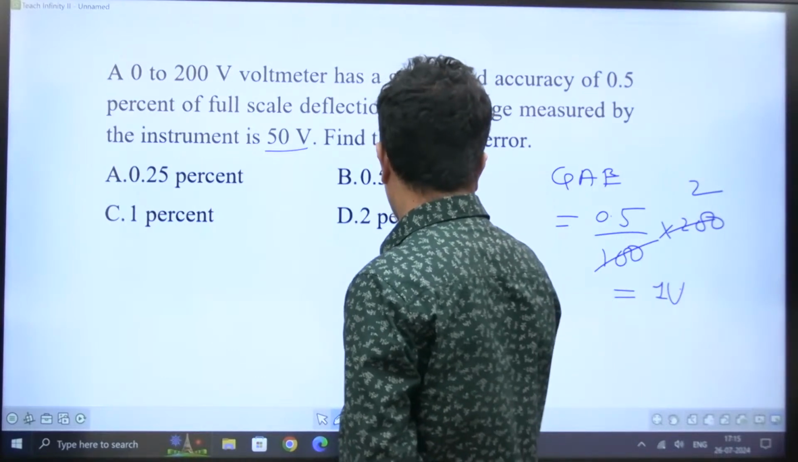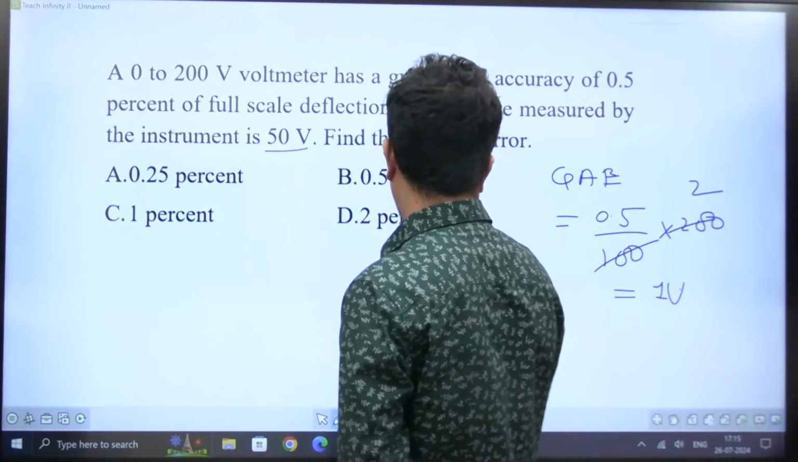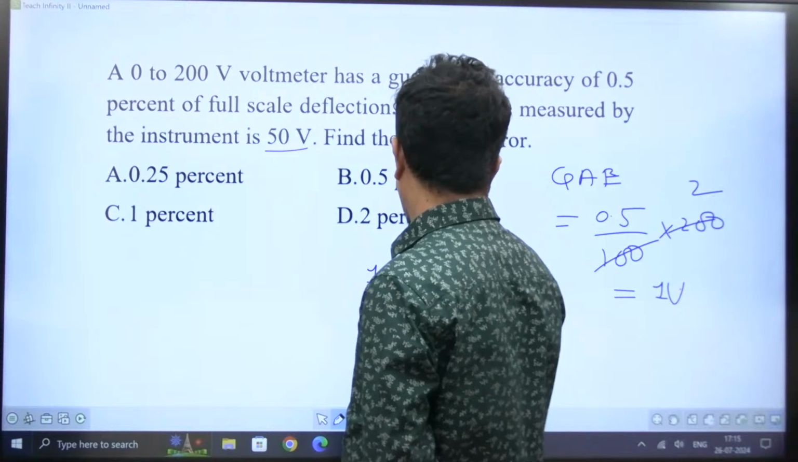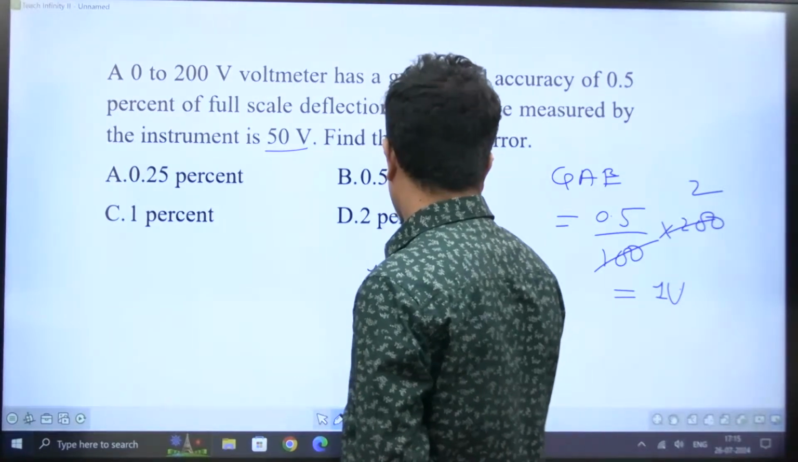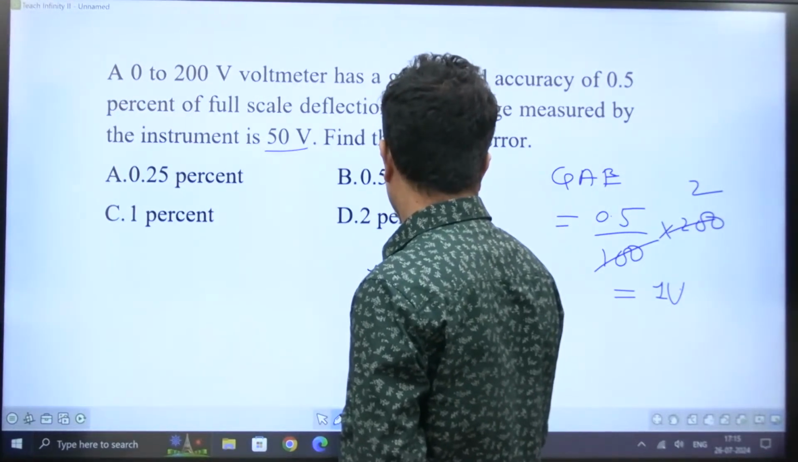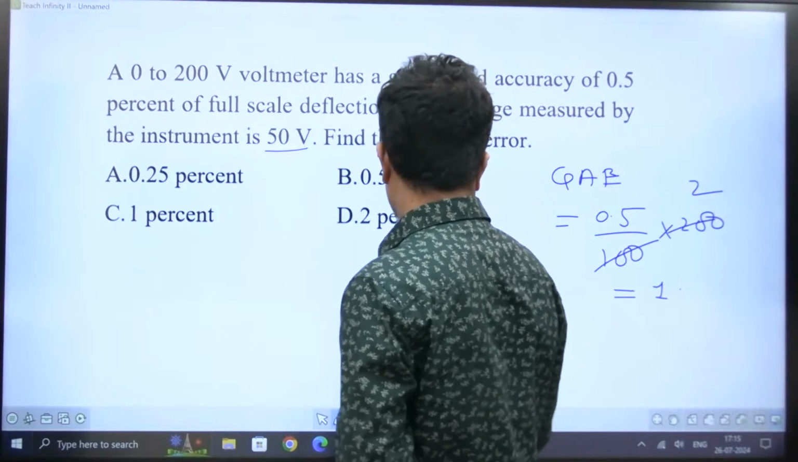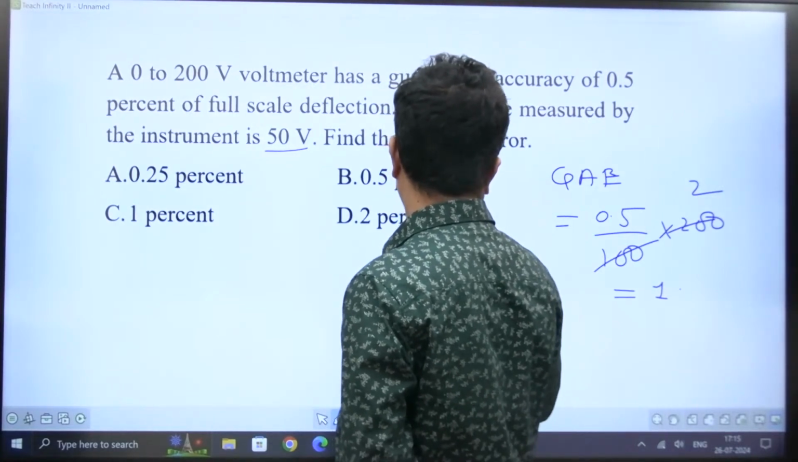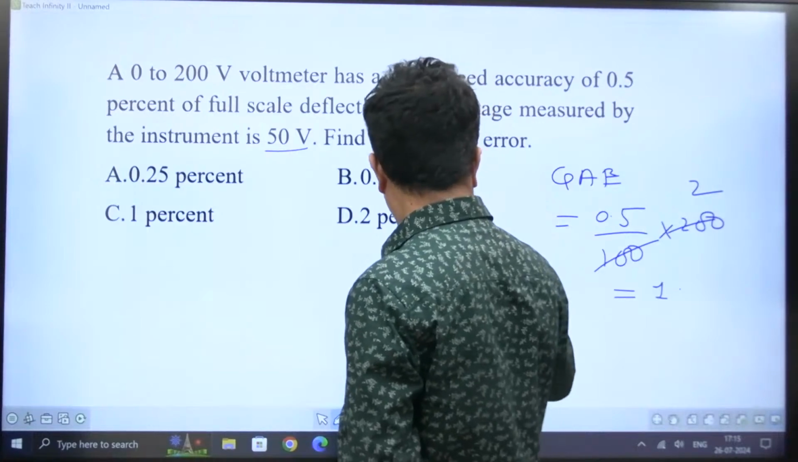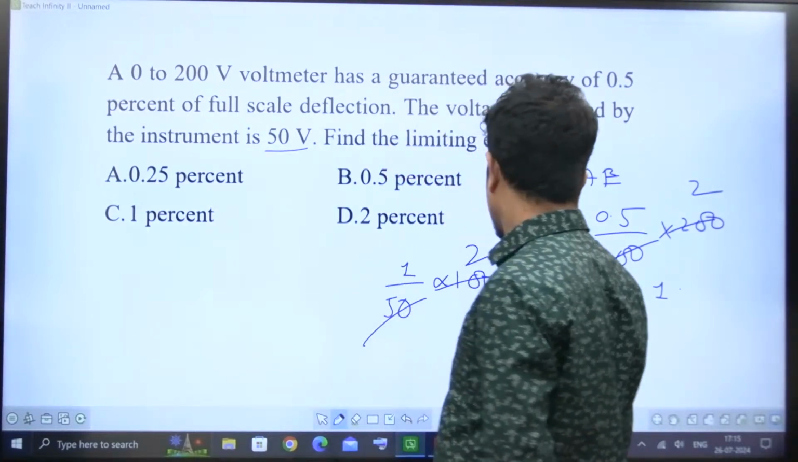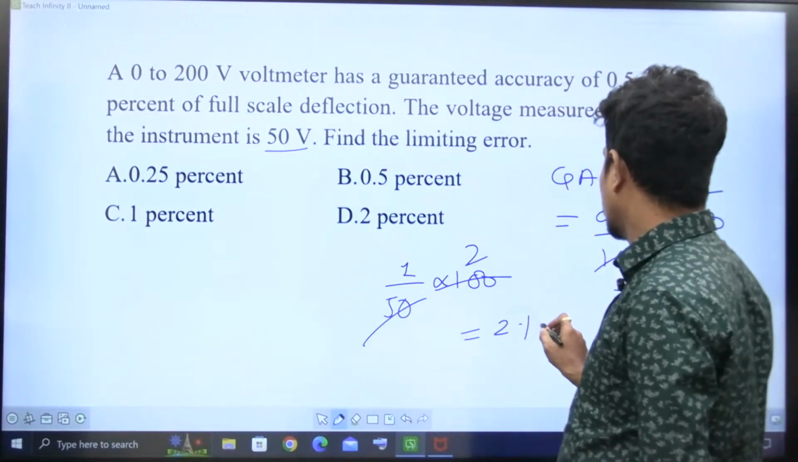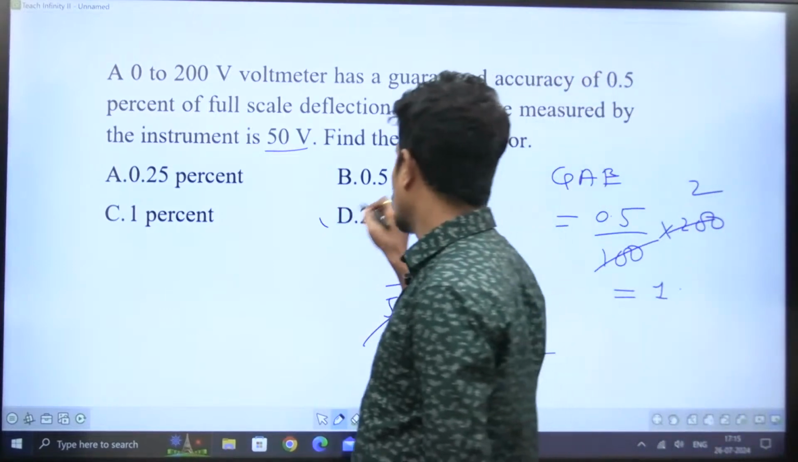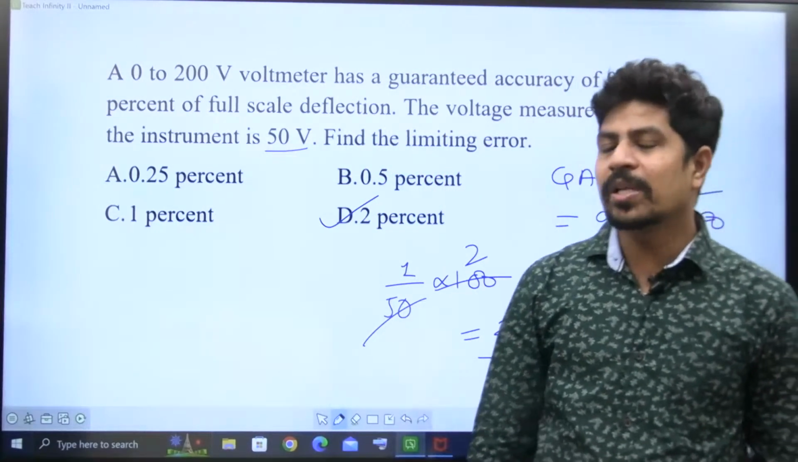See, 1 volt you are getting when you are measuring 200 volts, right? The same 1 volt, with respect to this 50 volts, how much is it? 1 divided by 50 into 100, that is 2%. So 2% will be the error. Answer is 2%. See, I'll explain this concept.